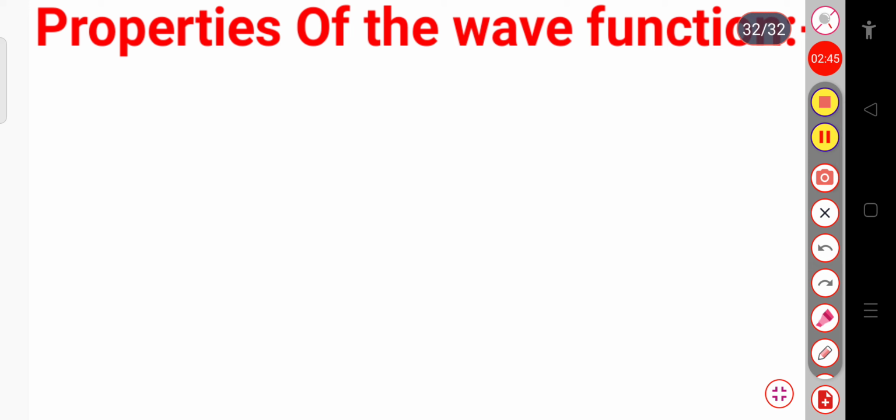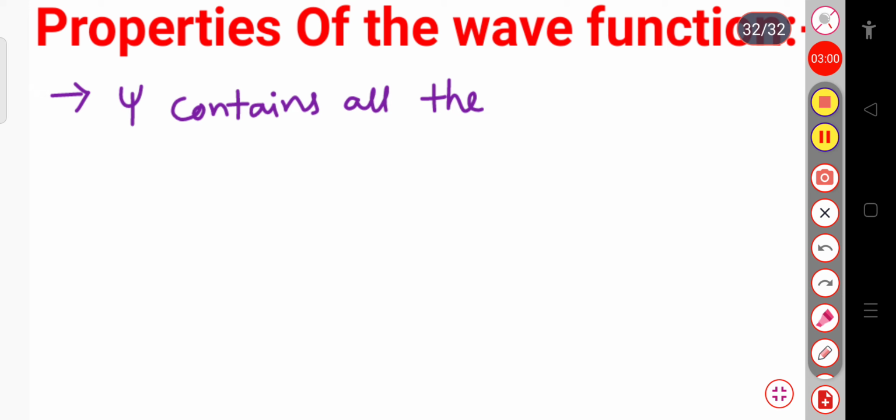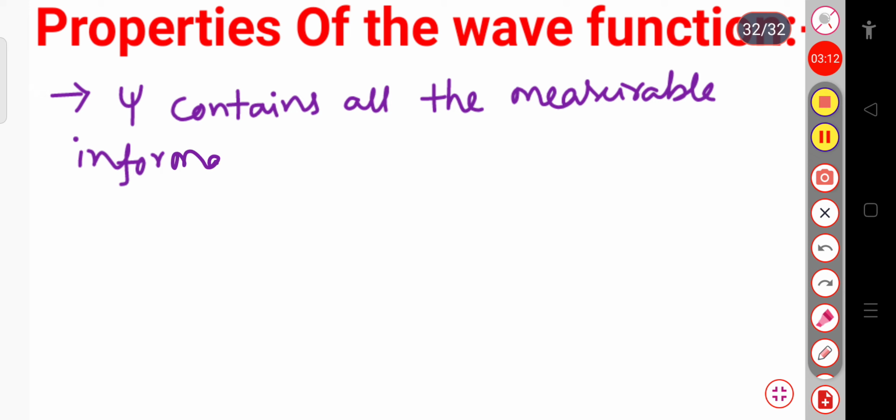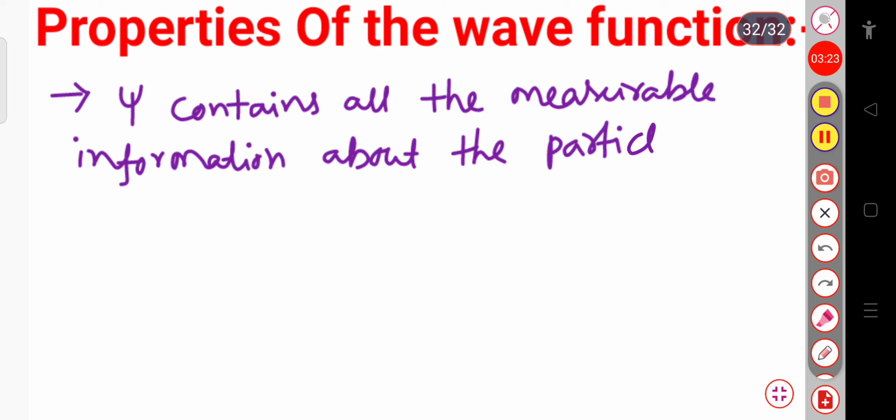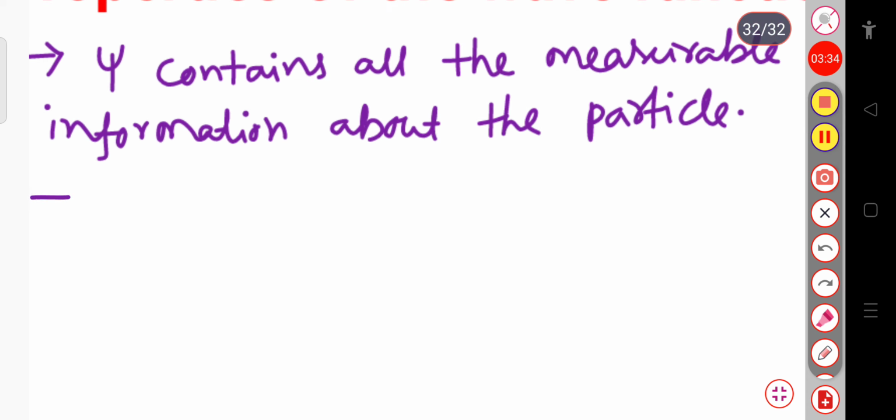Let us start with the first property of the wave function. Try to write with me: this psi contains all the measurable information about the particle. It means if you know psi, you are defining the state of the system. So it contains all the measurable information about the particle. The next one is that this psi function should be finite everywhere.